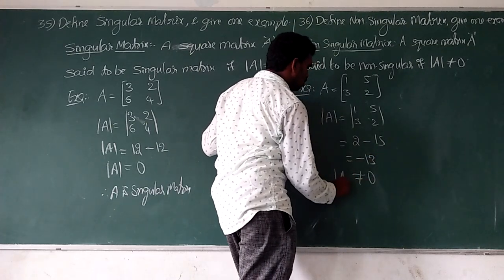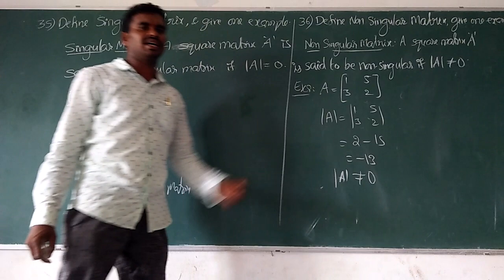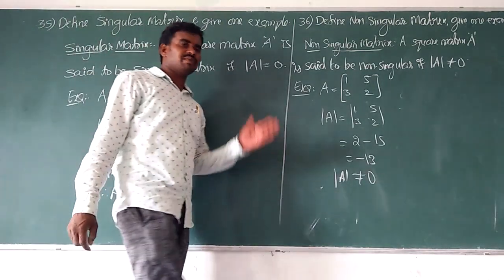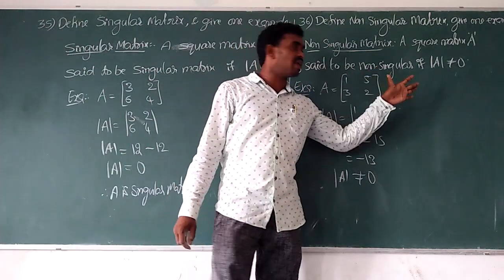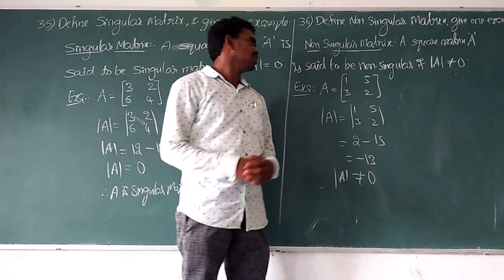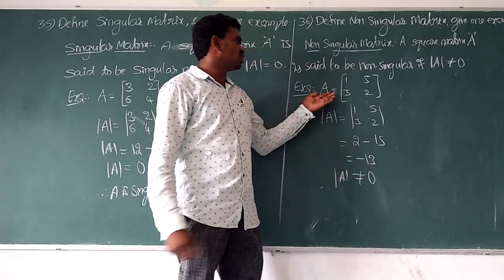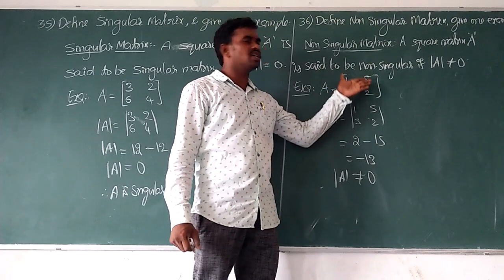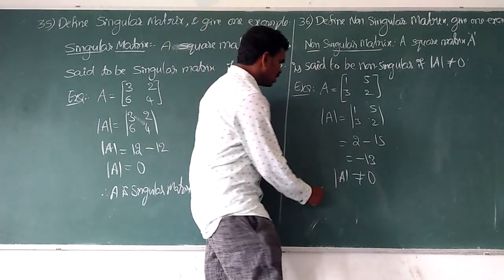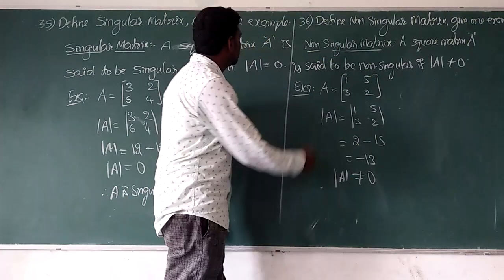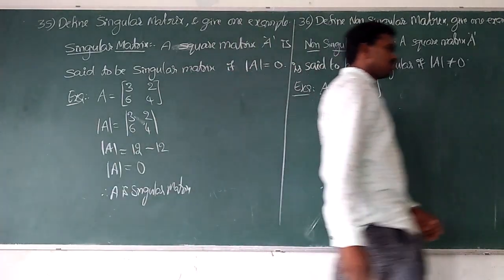No, not equal to 0. So therefore it is called a non-singular matrix. You can give a 3 by 3 square matrix also, for example, but to make it easy, we just give the example of a 2 by 2 square matrix. So therefore A is a non-singular matrix. So these are the examples.